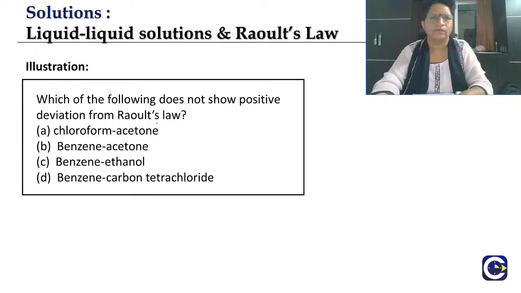Which of the following does not show positive deviation? Fine. Which of the following does not show positive deviation? Chloroform and acetone வந்து நம்மளுக்கு என்ன காட்டும்? Negative deviation from Raoult's law. எதனால negative deviation? Why is it showing negative deviation? Because of the new hydrogen bonding.